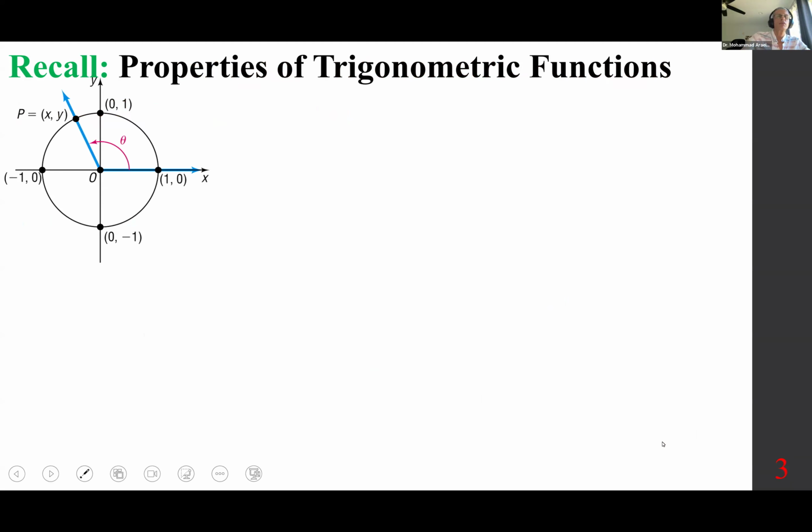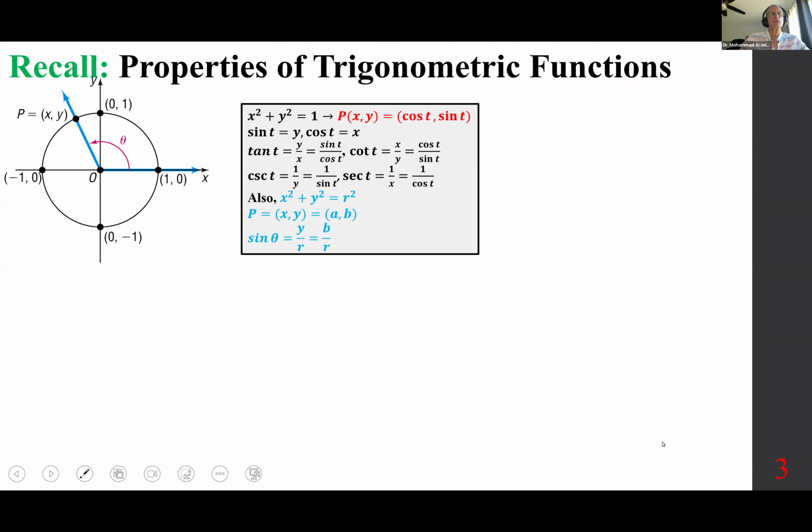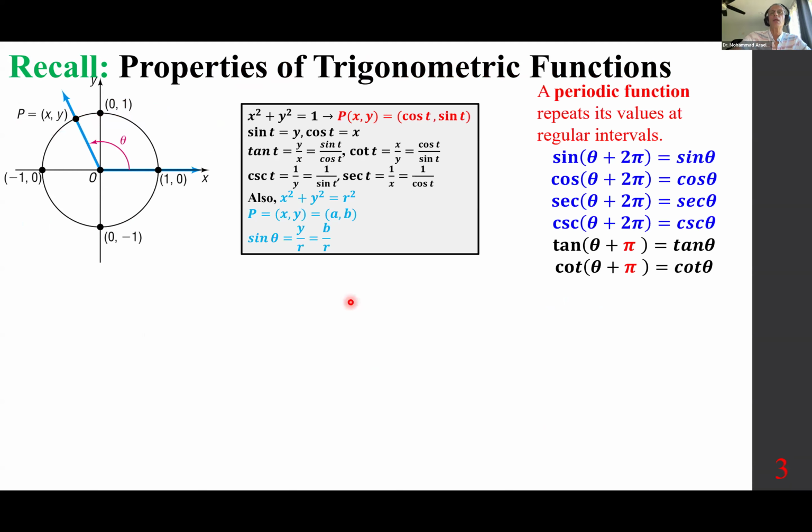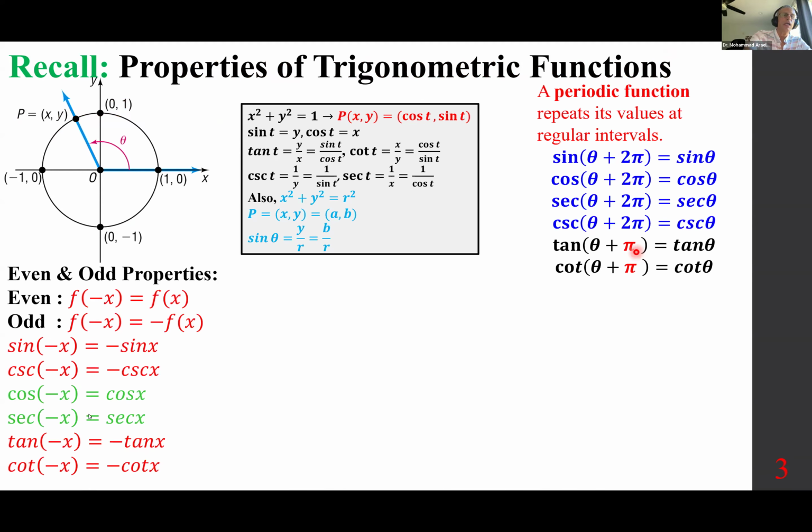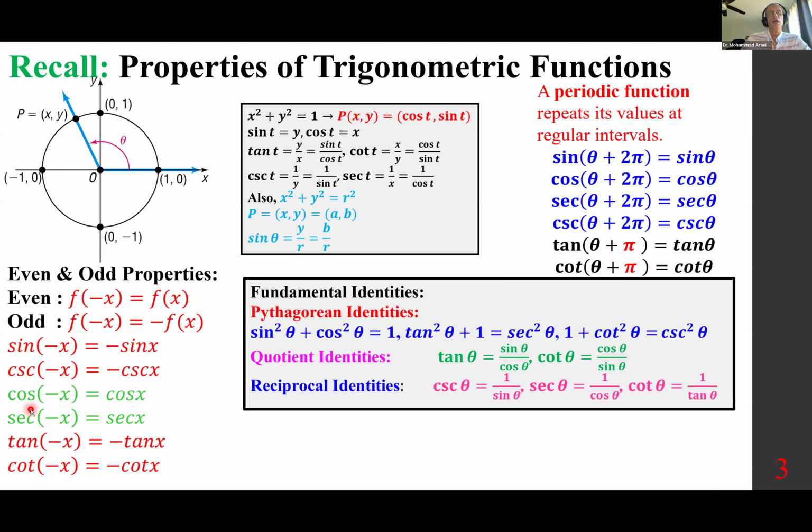So first, reminding everybody again of the unit circle and a point having coordinates x and y, x squared plus y squared is 1, x is cosine and y is sine, and the rest of them follow accordingly. Every trigonometric function is periodic with a period of 2 pi, except tangent and therefore cotangent. Every trigonometric function is odd, f of minus x equals minus f of x, except cosine. Therefore, secant also, they are even functions.